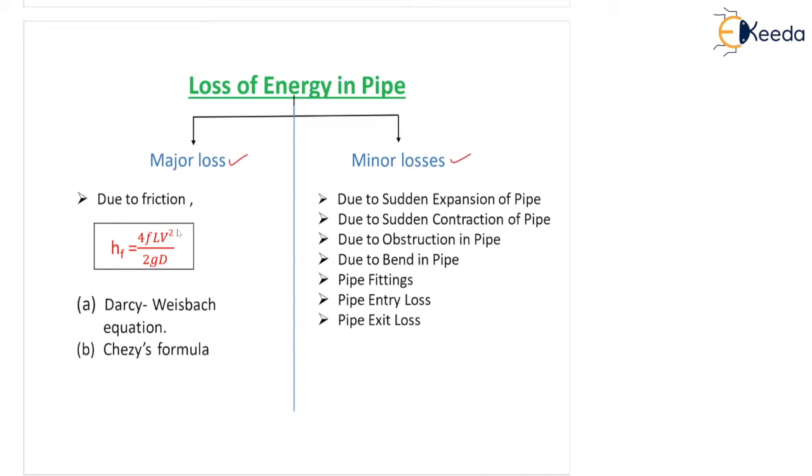So the friction factor must be there in the equation. hf equal to 4fLV square by d into 2g. What is the name of this equation? Darcy-Weisbach equation. Correct. So major loss is due to friction, given by 4fLV square by d into 2g.